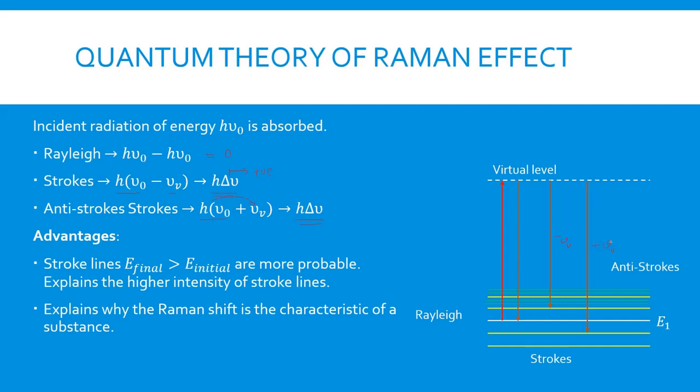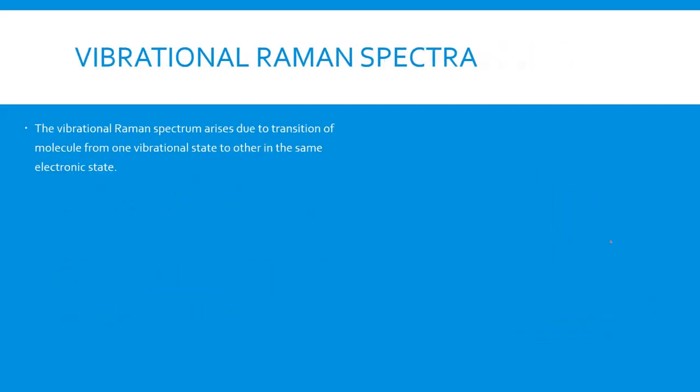Therefore, this theory successfully explains why the Raman effect is characteristic for each substance, that each substance gives a separate Raman scattering spectrum. This is because the energy levels of every substance are different and are a characteristic of each substance.